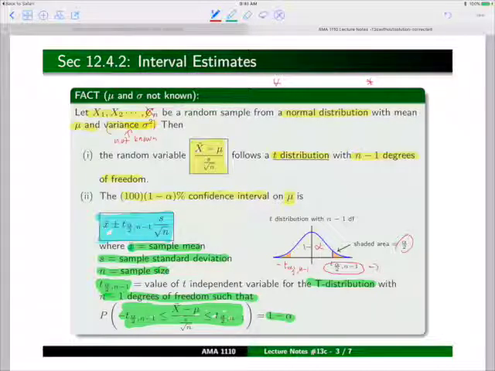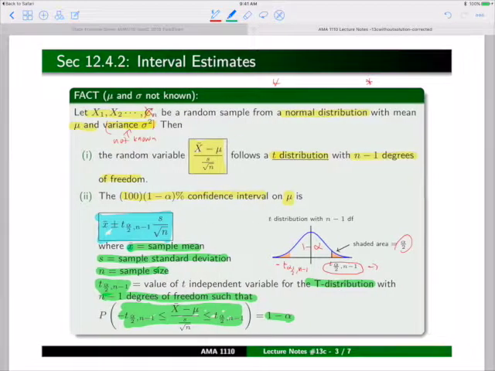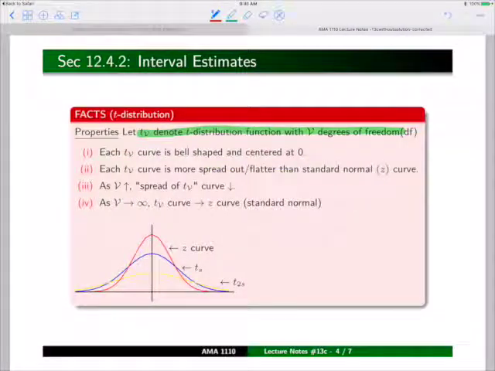Okay, so just a bit more information about this t distribution. In fact, it looks like the normal distribution, but with certain parameters. Here, nu is the number of degrees of freedom. We should mention that nu is in fact just n minus 1. The degrees of freedom is n minus 1.